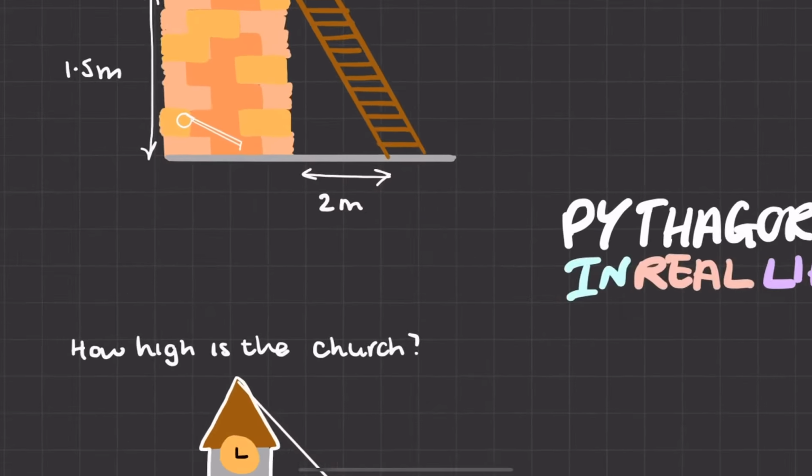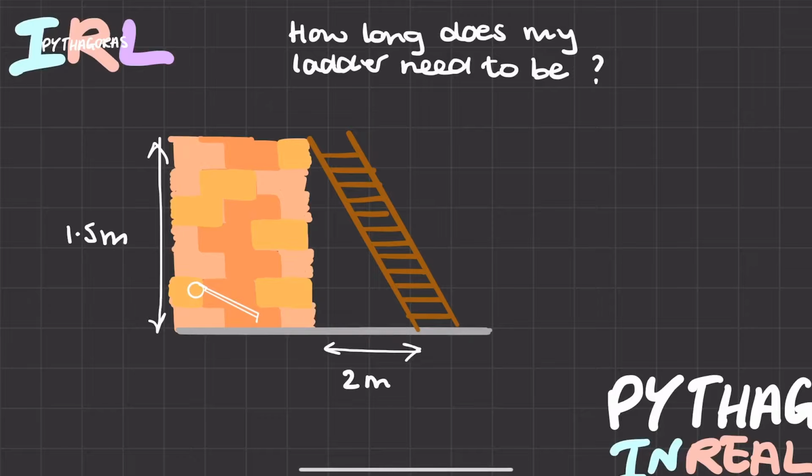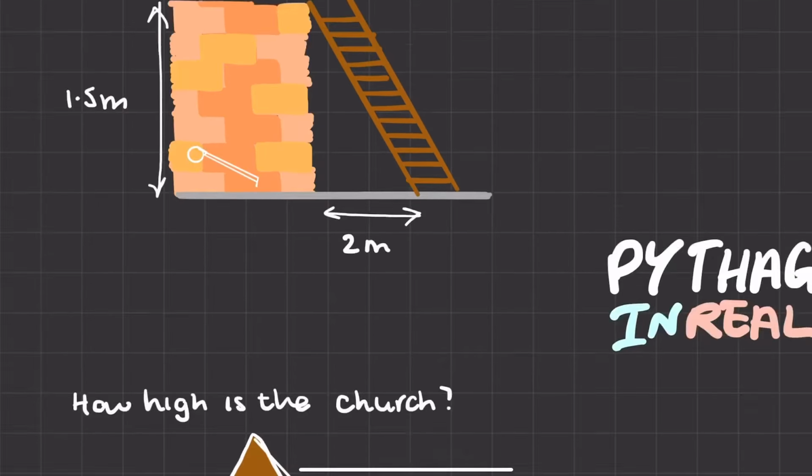So if we look at this first scenario, I've got a ladder leaning against a wall, and you can see we've got a right angle triangle here. So we've got the length of the ladder, we've got the height of the wall, and we've got the distance from the base of the ladder to the base of the wall. That's a right angle. So that's a right angle triangle.